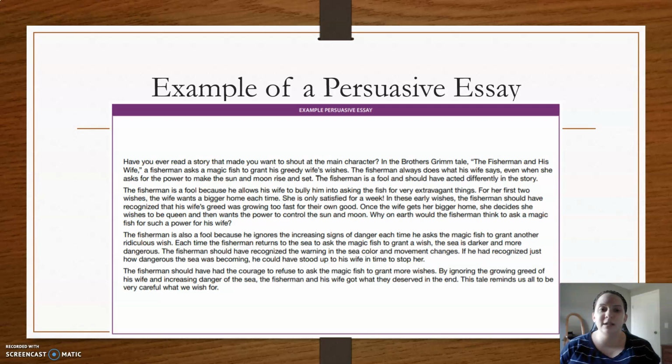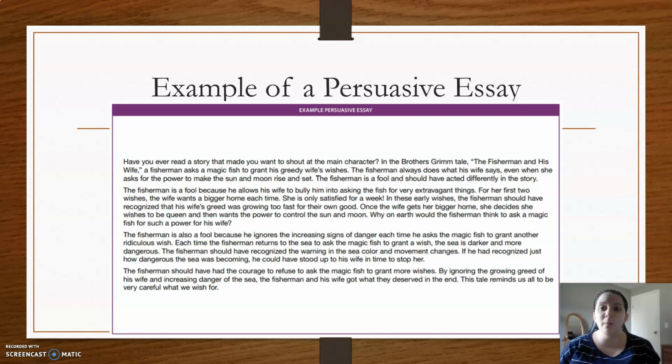In the Brothers Grimm tale, The Fisherman and His Wife, a fisherman asks a magic fish to grant his greedy wife's wishes. The fisherman always wants what his wife says, even when she asks for the power to make the sun and moon rise and set. The fisherman is a fool and should have acted differently in the story. That last one is my claim. That is my opinion to end out my paragraph.